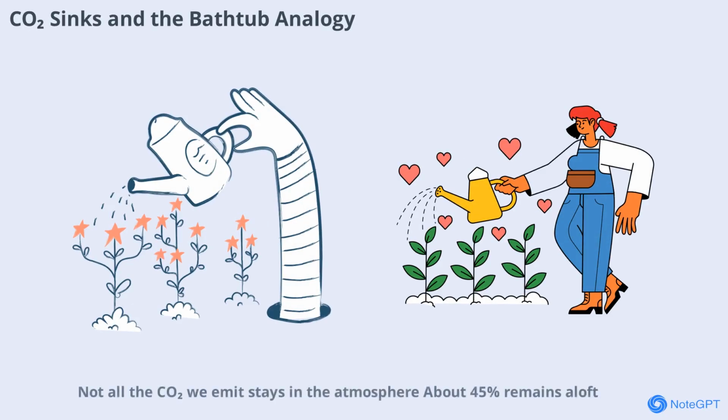Not all the CO2 we emit stays in the atmosphere. About 45% remains aloft, while the rest is absorbed by oceans and land plants. But these natural sinks can't keep up with the rapid flow from human activities. Imagine the atmosphere as a bathtub. The faucet, emissions, is running faster than the drain, natural sinks, so the water level, CO2, keeps rising. This is why atmospheric CO2 has climbed from 280 ppm before the industrial era to over 420 ppm today.